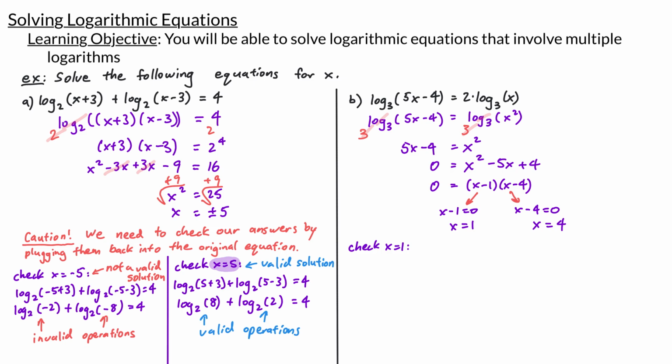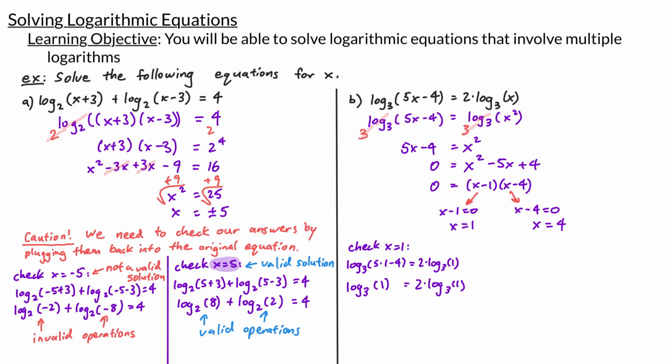Plugging this into our original equation, we have log with base 3 of 5 times 1 minus 4 equals 2 times log with base 3 of 1. On the left-hand side, this simplifies to log with base 3 of 1, and on the right-hand side, we have 2 times log with base 3 of 1.